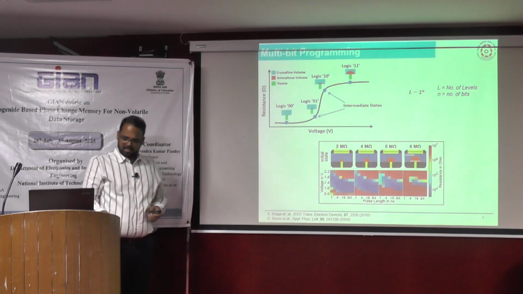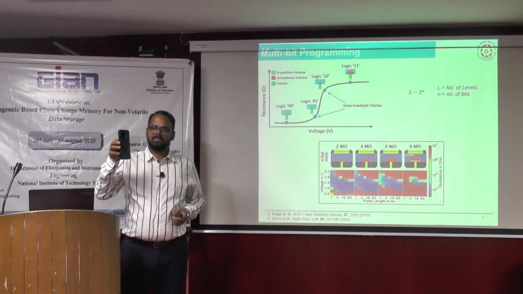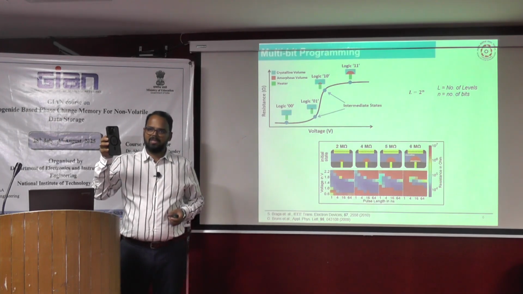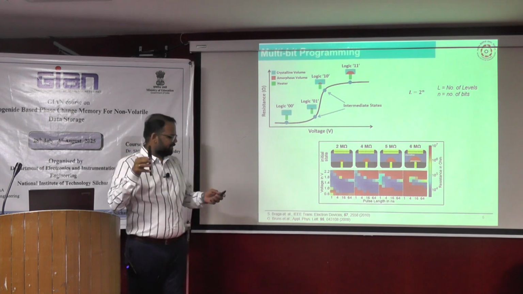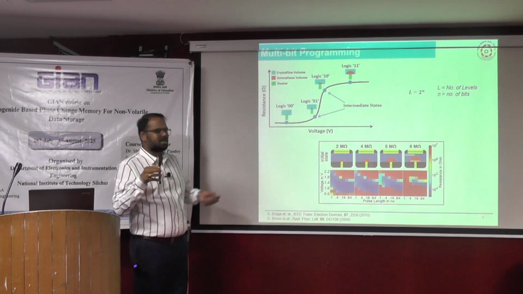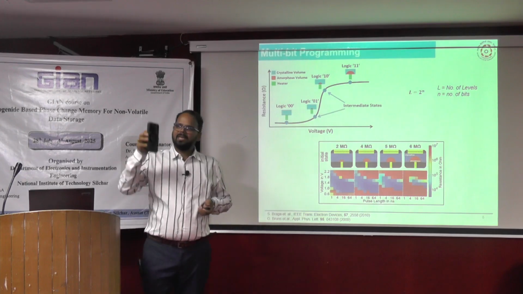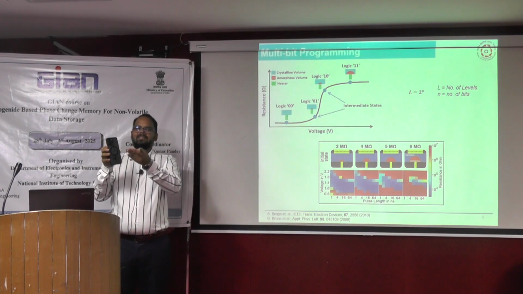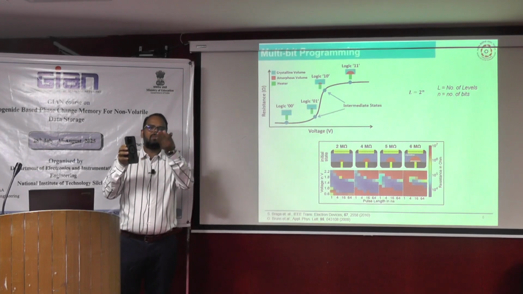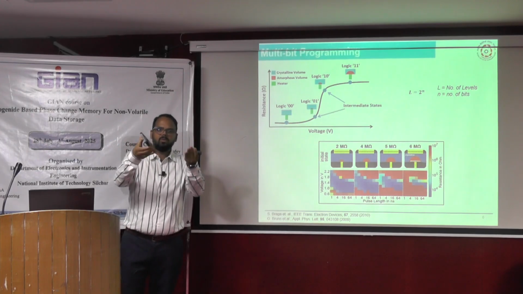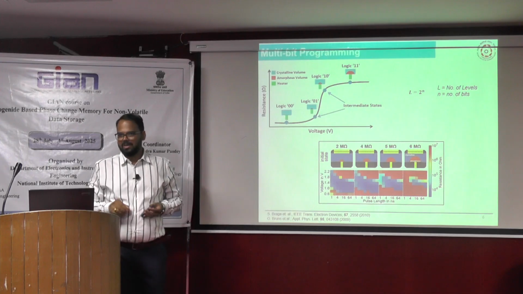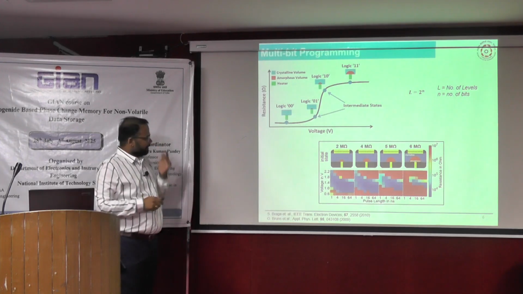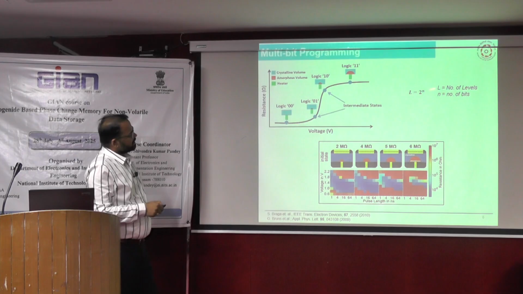The thing is that in the same cell where earlier I was able to store 1 bit, now after effectively utilizing this programming scheme, in the same area I can store 2 bit, 3 bit, 4 bit, as per your precise programming. Is it clear? Okay. So this is how it works.